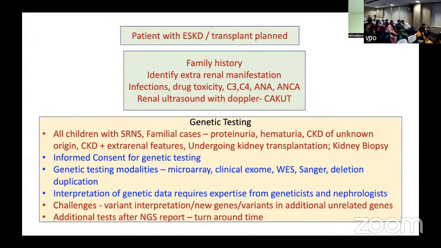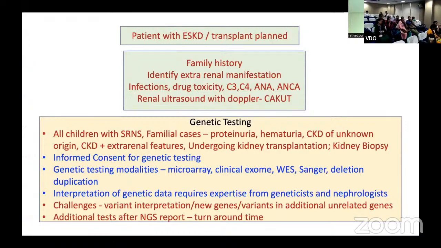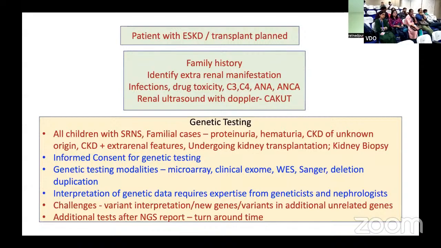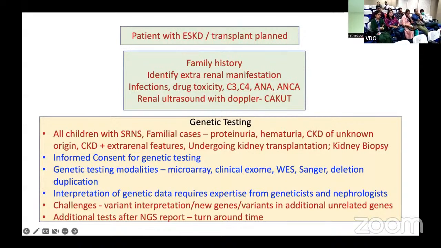We start not directly with the test, but with details of the family history and a detailed evaluation of the child to look for extrarenal manifestations, infections, drug toxicity, the other markers, and an ultrasound. And what I'm going to really focus on is the genetic testing.